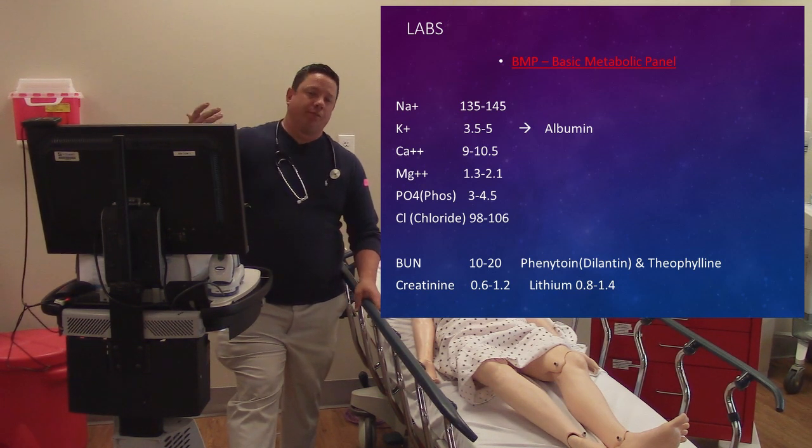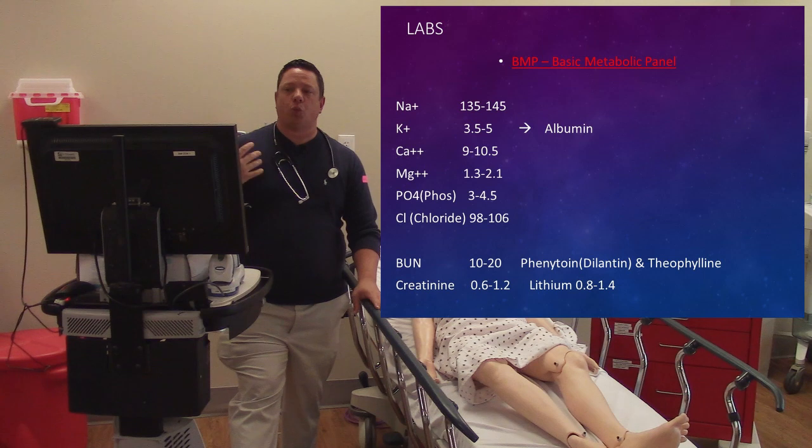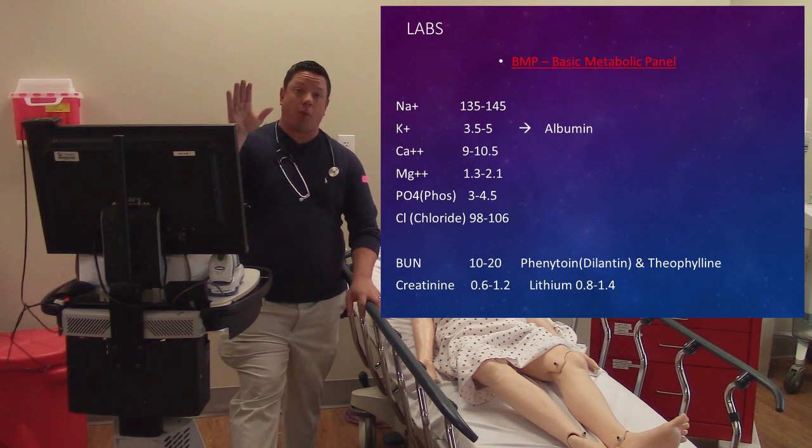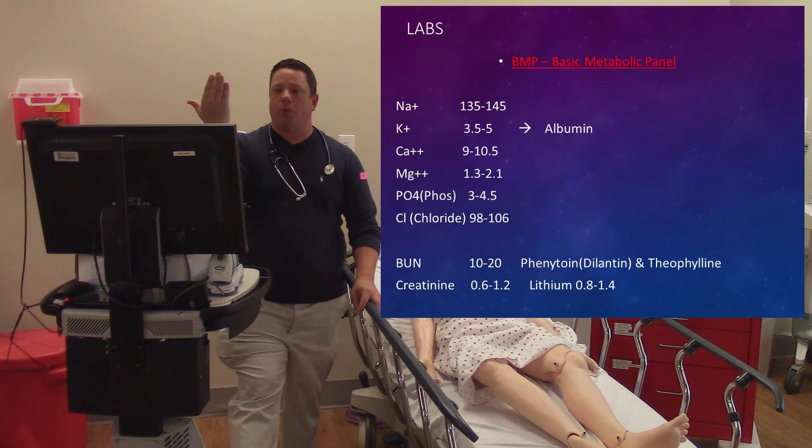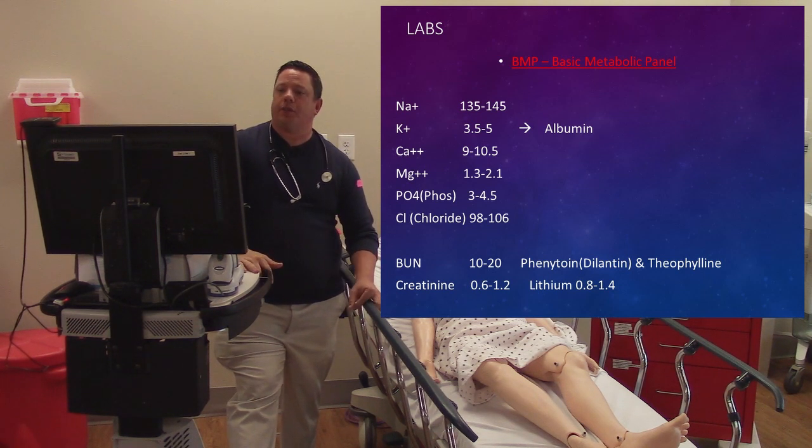Mag. So your book says 1.3 to 2.1. I actually tell my students remember 1.2 to 2.1, because if you can remember 1.2, you can just flip it. And then it's 2.1. Your phosphorus is 3 to 4.5.